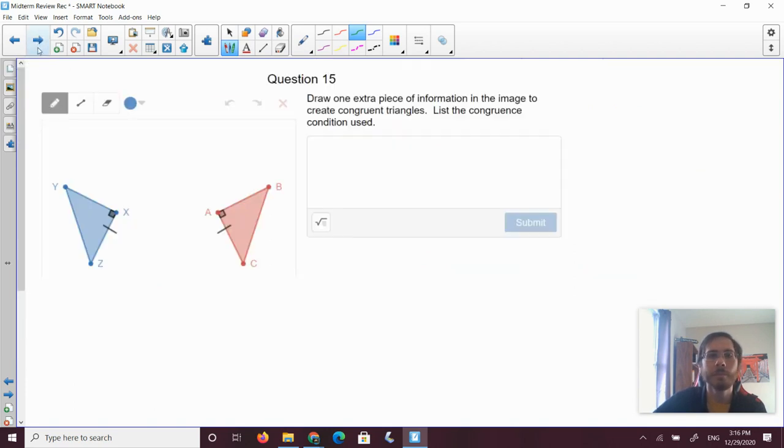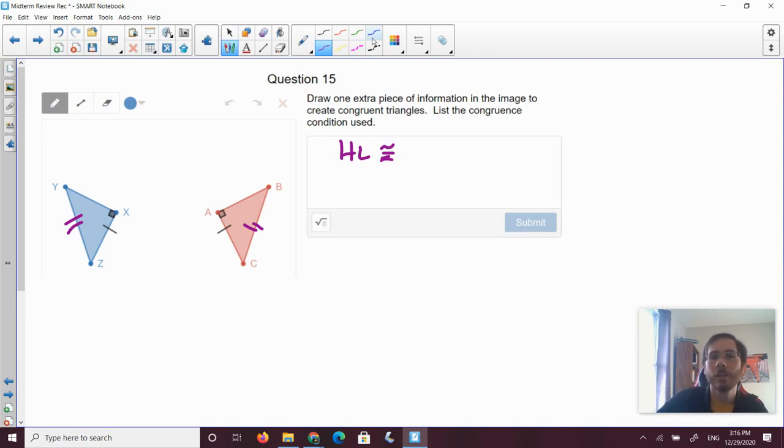All right. For 15, it says draw one extra piece of information in the image to create congruent triangles. List the congruence condition used. Well, I see I've got right triangles, so my favorite one to do is HL for right triangles. Since I've been given a leg in both of them, I need the hypotenuse. So I'm going to mark it and say I've got HL. And that's going to be about it. That's all we had to do.